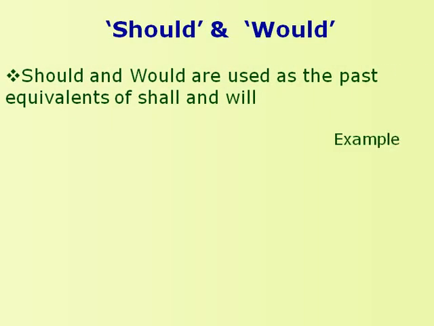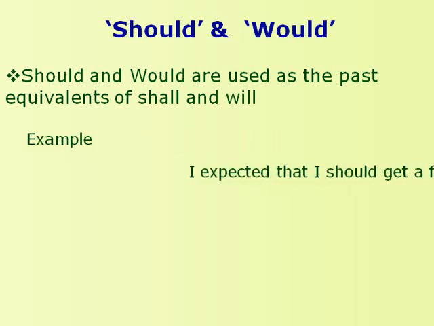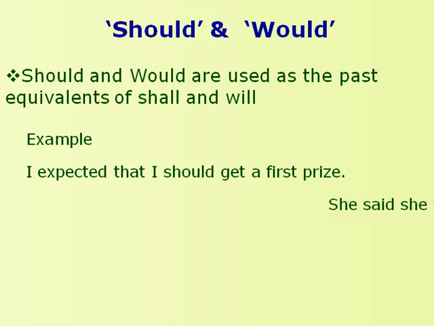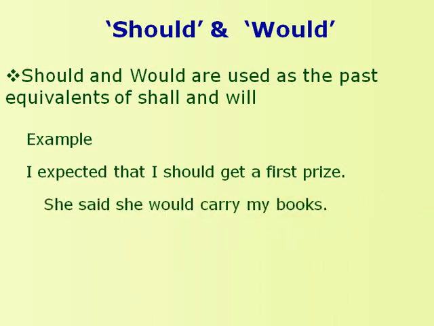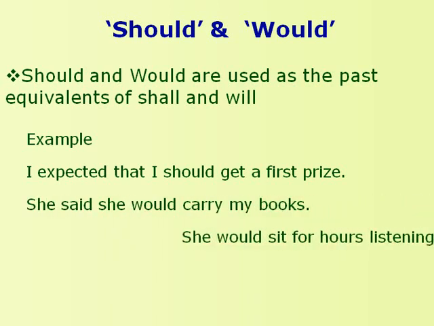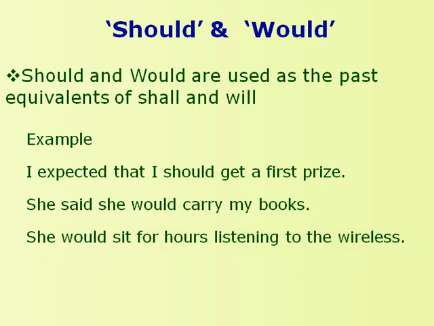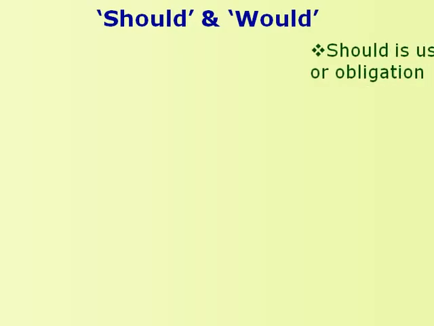Moving on to should and would. Should and would are used as past equivalents of shall and will. For example, I expected that I should get a first prize. She said she would carry my books. She would sit for hours listening to the wireless.